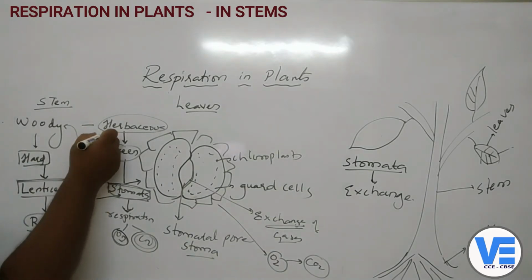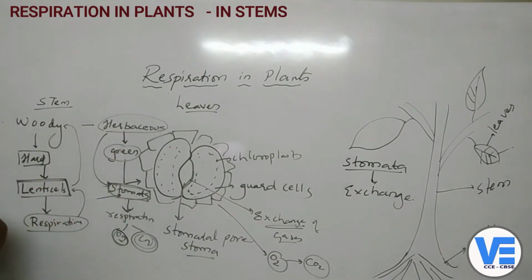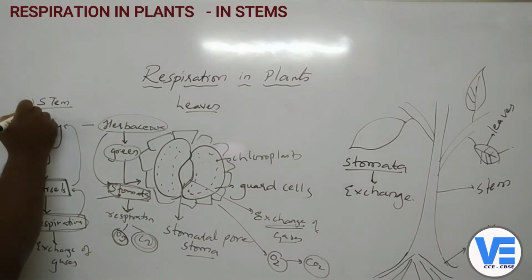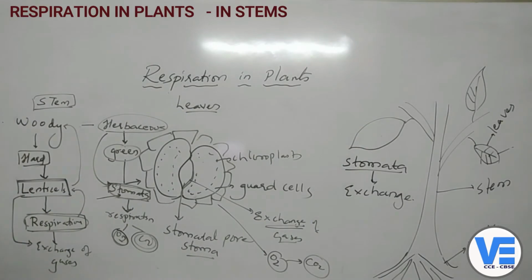If it is herbaceous stems, stomata will take care of the respiration. So here the respiration process will take place with the help of lenticels. That means lenticels are helpful in the exchange of gases. Is it clear? Great. So now this is about the stem. Now we'll come to the root.